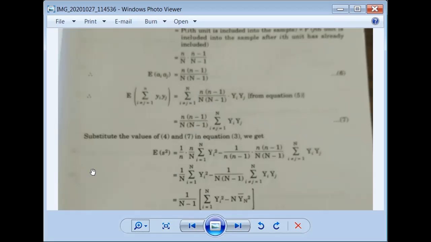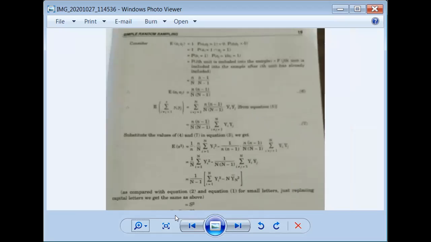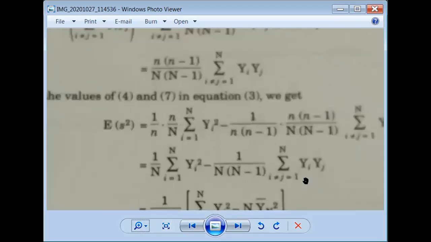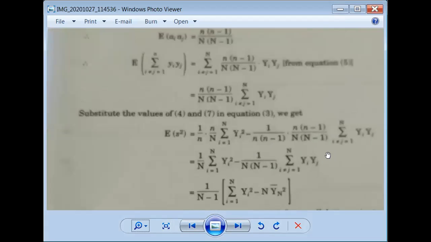So now substitute the values of 4 and 7 in equation 3. The fourth and seventh are both substituted in equation 3. So that is, expectation of s square equal to 1 by n into small n by capital N summation yi square minus 1 by n into n minus 1 into n into n minus 1 by capital N into capital N minus 1, summation yi yj.